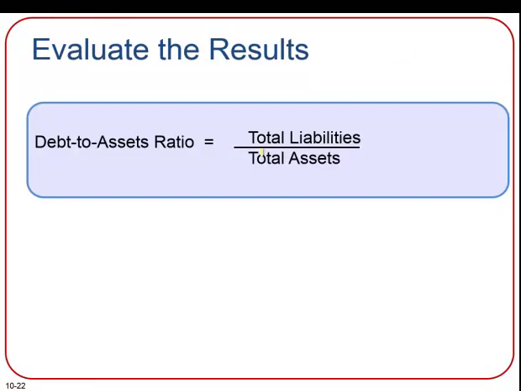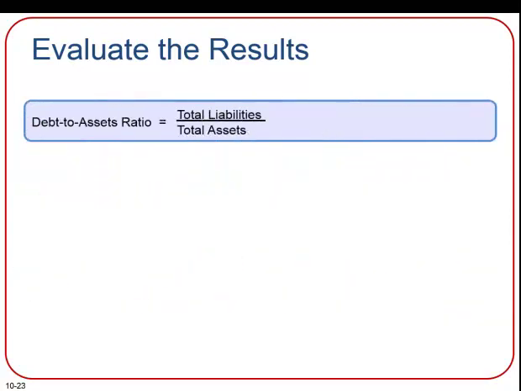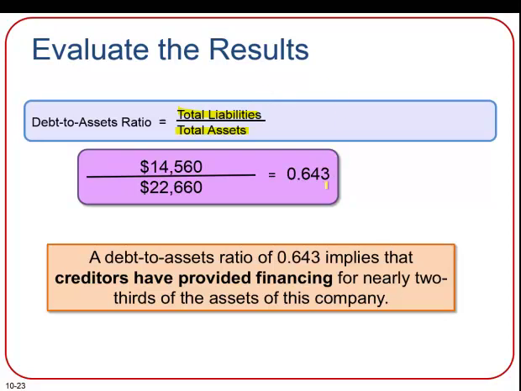Let's look at some common ratios used to evaluate liabilities within a company. The first one we'll look at is the debt to assets ratio, and then we'll look at the times interest earned ratio. Okay, the debt to assets ratio is pretty simple. We're going to take our total liabilities over our total assets. So in this example here, we have a debt to assets ratio of 0.643. And what this means is that creditors have provided financing for nearly 2/3 of the company's assets. And of course, you always want to analyze these ratios in terms of other companies within the same industry.